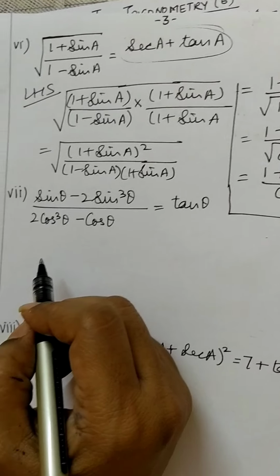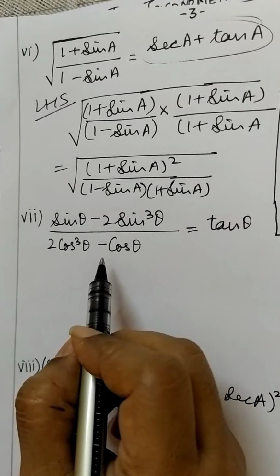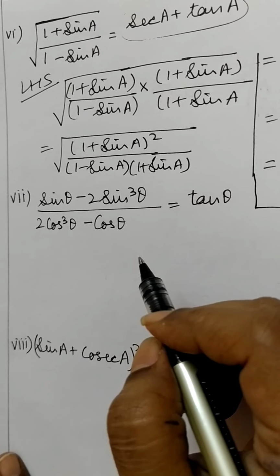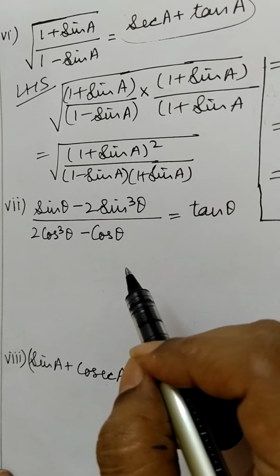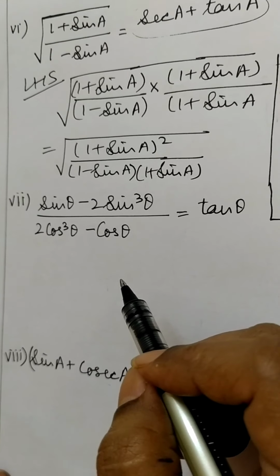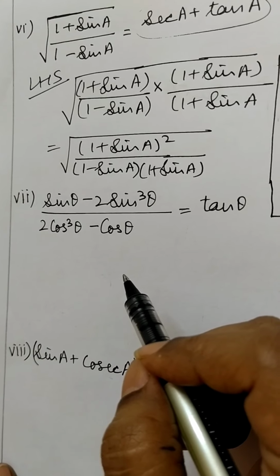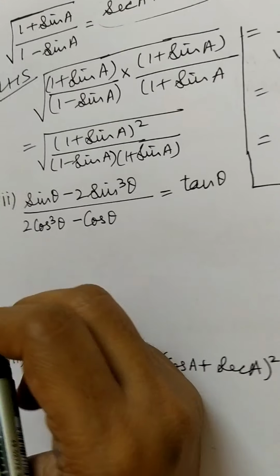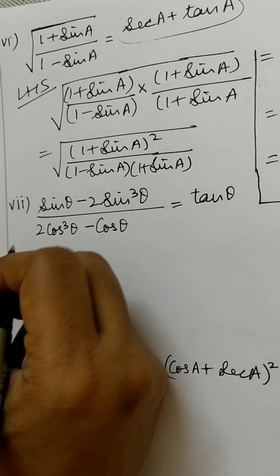Now seventh part, very important. This was asked last year in the board exam. Actually children, all these 10 identities of the fifth question in this exercise are all very important from the examination point of view and have been asked many times in exams. So practice each one of them properly.